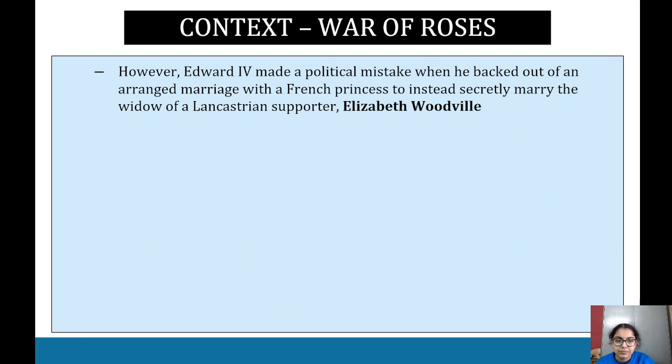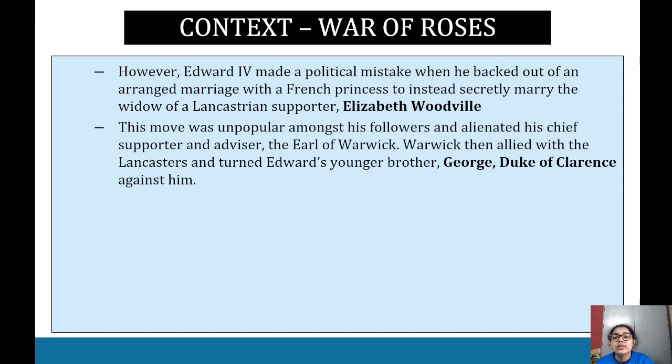Now, however, Edward IV, sorry, Edward IV made a political mistake when he backed out of an arranged marriage with a French princess. Instead, he married the widow of a Lancastrian supporter, Elizabeth Woodville. This move was unpopular amongst his followers, and this alienated his chief supporter and advisor, the Earl of Warwick. Now, Warwick then allied with Lancasters and turned Edward's younger brother, George, Duke of Clarence, against him.